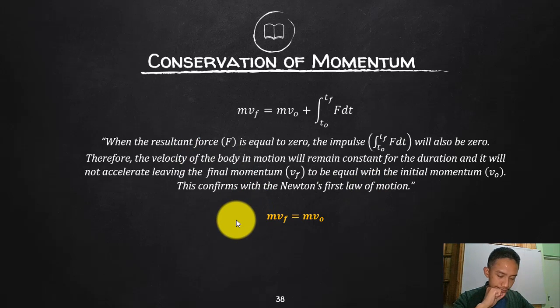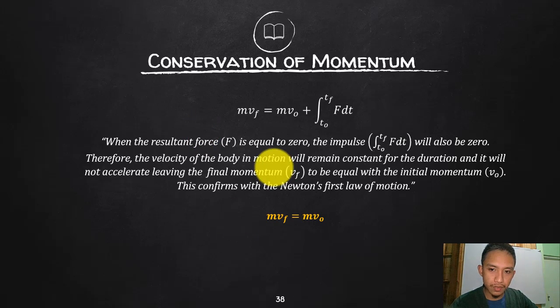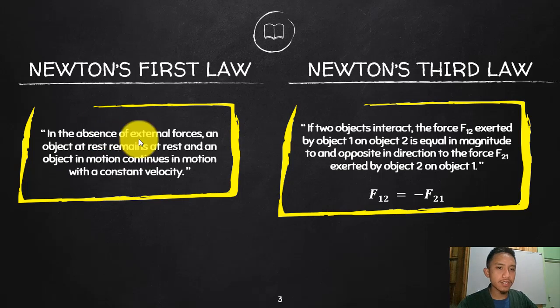Again, if you try to recall, your Newton's first law of motion is here. In the absence of external forces, an object at rest remains at rest, and an object in motion continues in motion with a constant velocity. Again, that confirms that if your external forces acting together eventually cancel out, there is no net resultant that will affect the body in motion.